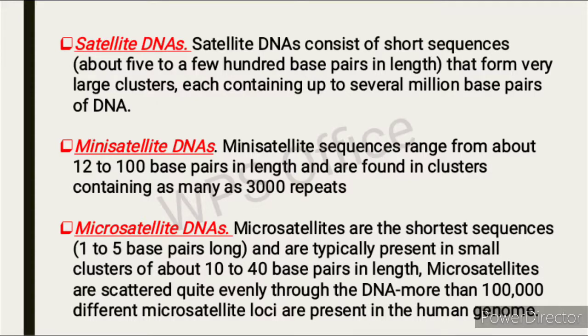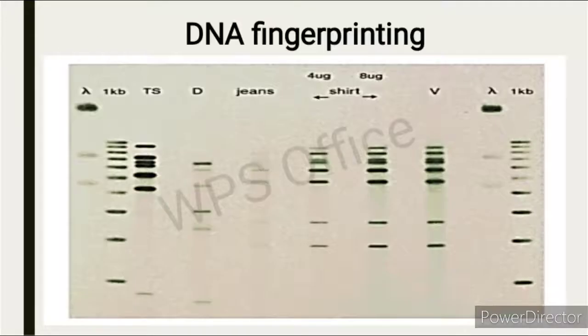These are the shortest sequences, up to 1 to 5 base pairs long, and typically present in small clusters of about 10 to 40 base pairs in length. Microsatellites are scattered quite evenly throughout the DNA. More than 100,000 different microsatellite loci are present in the human genome.